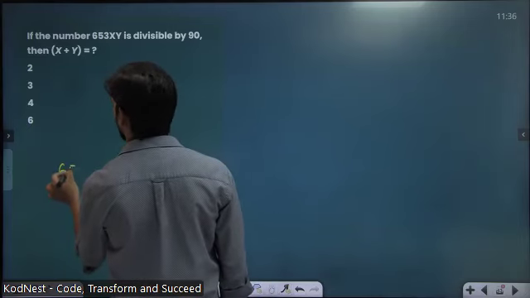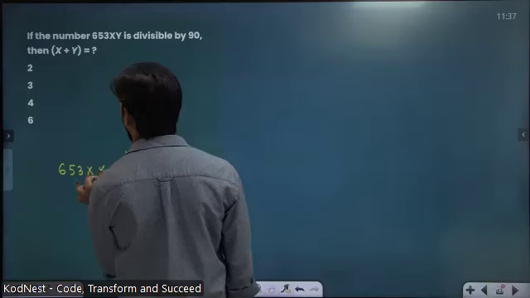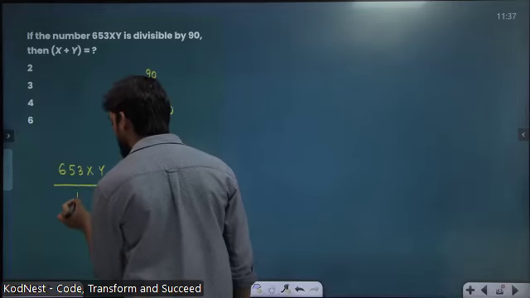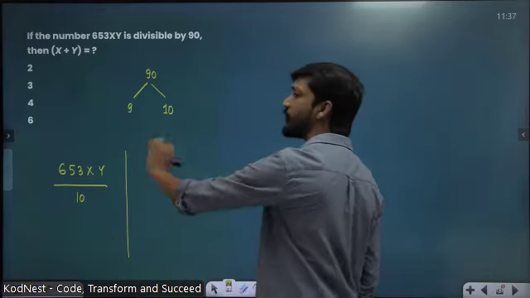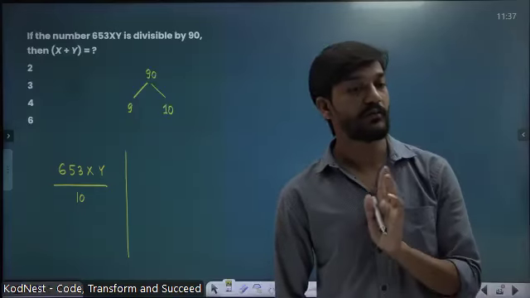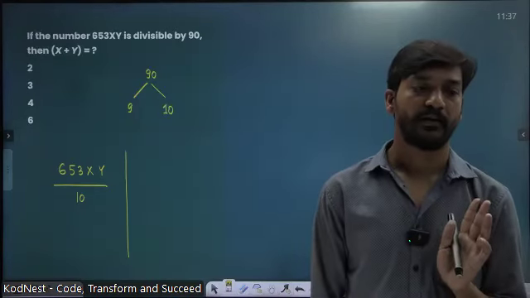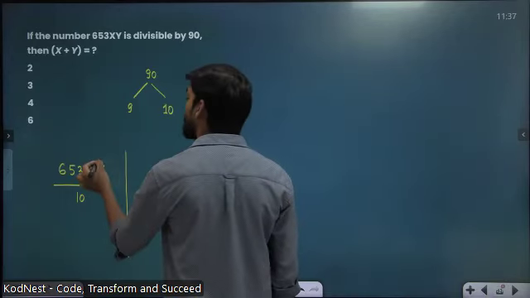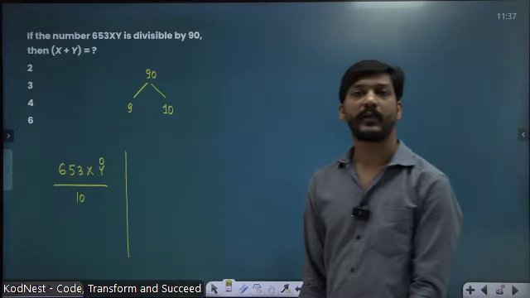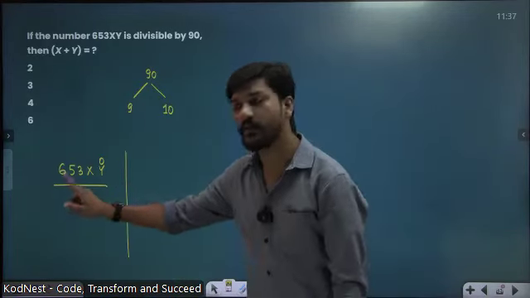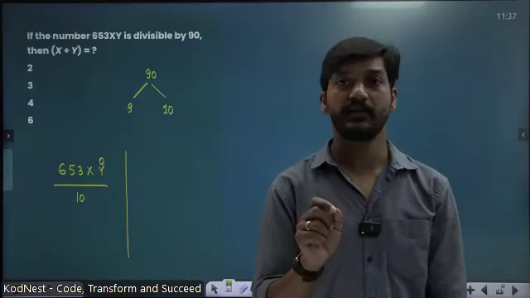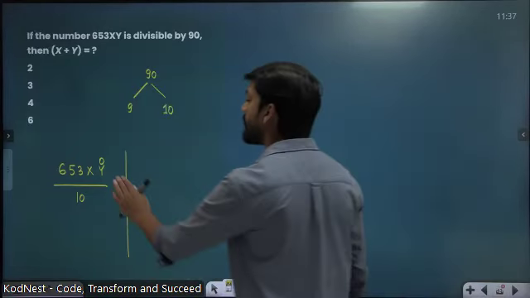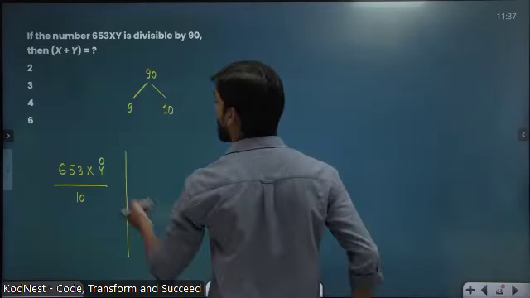Okay, so 653xy. My dear, I want this number to be divisible by 10. Please answer, what should I do? I want it to be divisible. What should I do? Not 5, 0. It is 10, not 5. Last place must be 0, yes or no? Then only this number will be divisible by 10. Yes, there is a foundation. Last place must be 0. Okay, so y value is 0. Y value 0 confirmed.